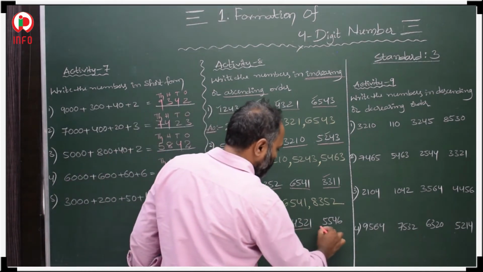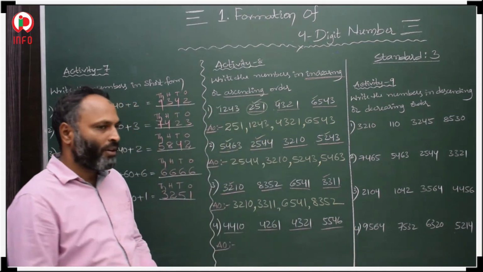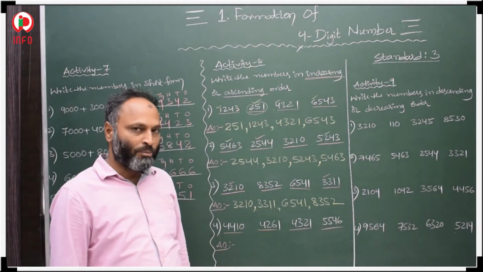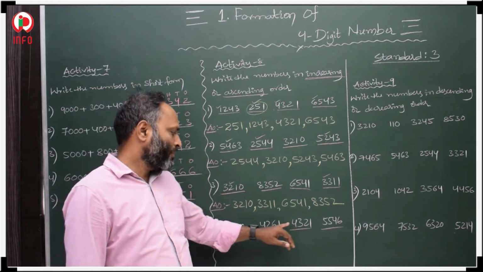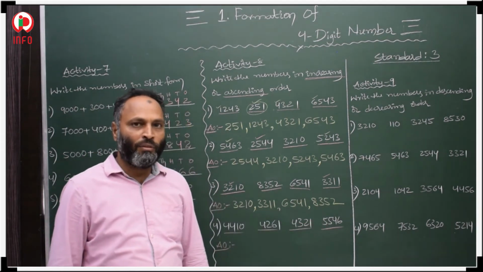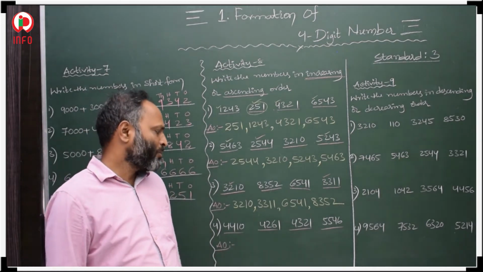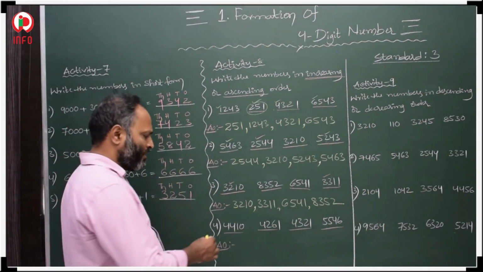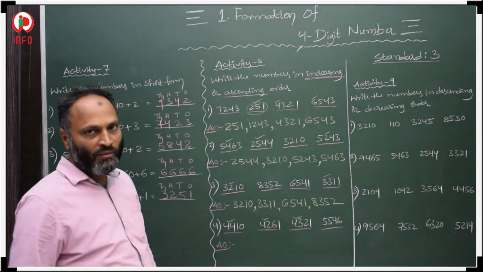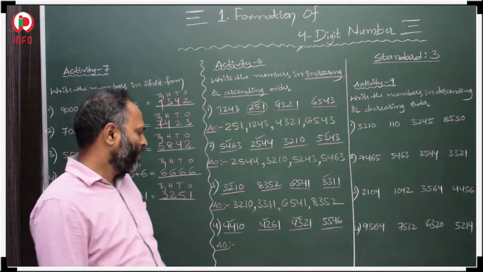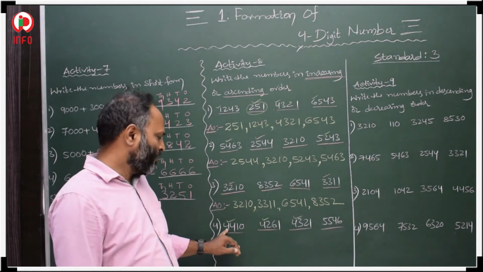4 numbers. In 4 numbers, all are 4-digit numbers. Then we check first the thousands place. 4, 4, 4, 5. In 4, 4, 4, 5, 4 is smaller. In 4, so 3 numbers with 4 thousands were there. In this again we have to check which one is smaller. For that we go for hundreds place.